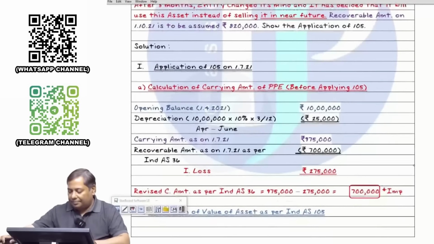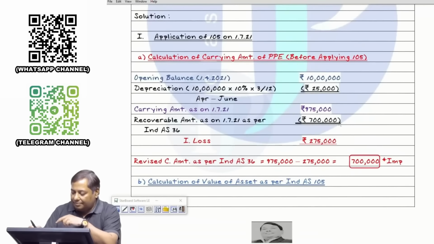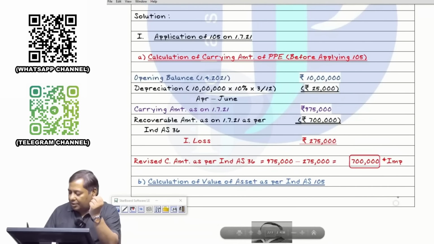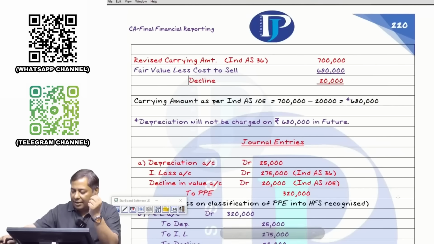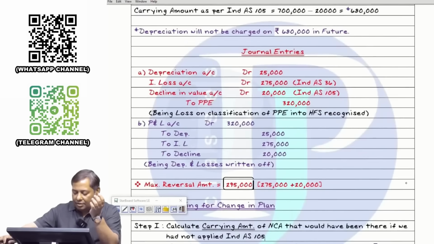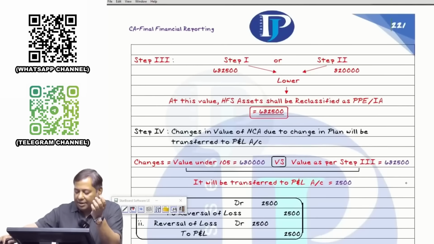It's the same question. First it was 975, then 75. Then 7 lakhs were revised. First we applied 105, 20,000 came in and 680 were revised. Carrying amount 680, general entries were passed: 25,000 depreciation, loss 275, 20 as decline, all these are written off. After write-off, we started change in plan.